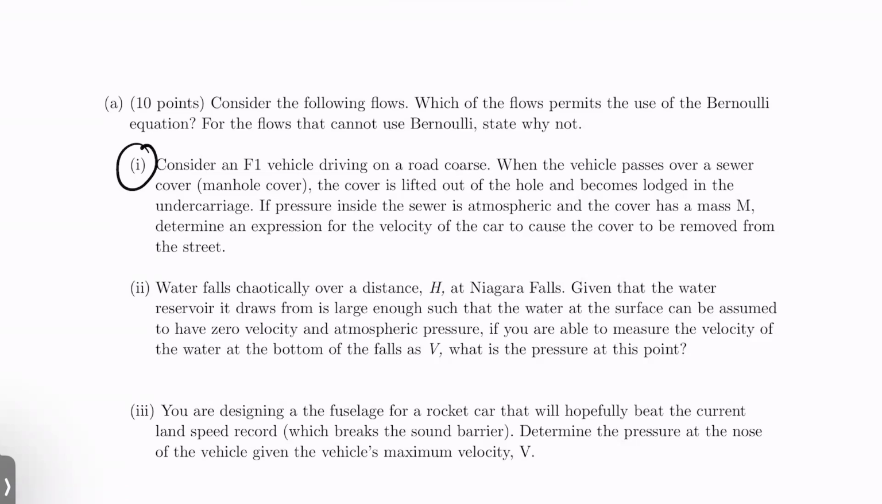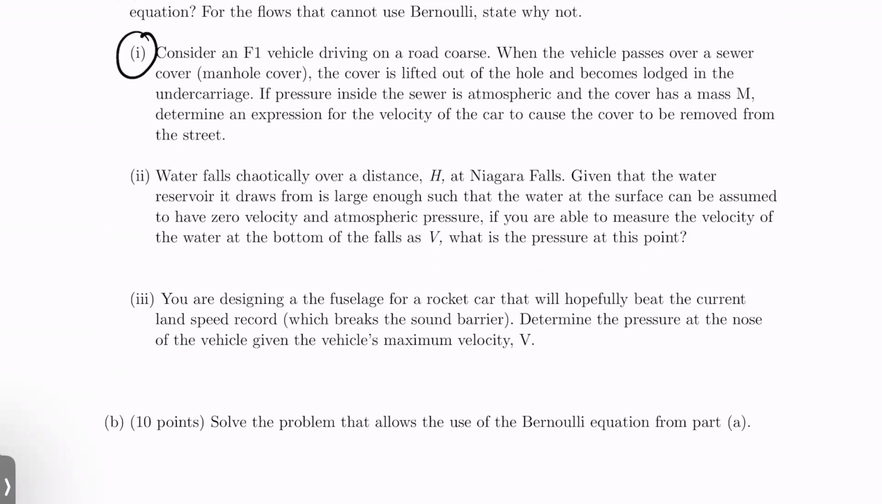Okay. The second one is water falls chaotically over a distance h at Niagara Falls. Given that the water reservoir it draws from is large enough such that the water at the surface can be assumed to have zero velocity and atmospheric pressure, if you are able to measure the velocity of the water at the bottom of the fall as v, what is the pressure at this point? What do we think? No, why? Yeah, so this is turbulent. So we cannot do that.